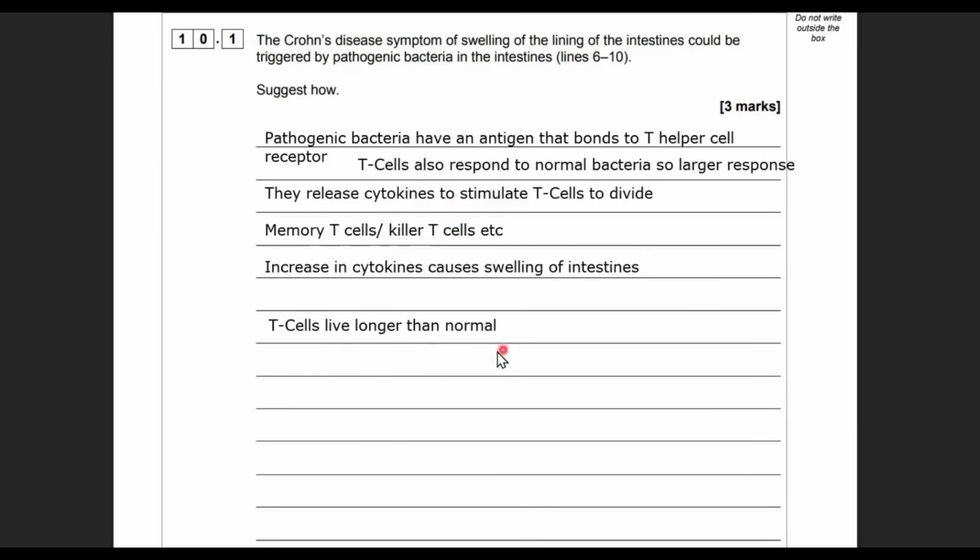Another suggestion on the mark scheme is that these T cells live longer than normal. They're supposed to be short-lived, but there's an issue where these T cells live longer than normal. Therefore, they're constantly producing cytokines that are causing the intestines to swell. So the marks really are for saying that the antigen is recognized by the T helper cell. That the T helper cells also respond to normal bacteria is a suggestion that will get you a mark. That they release cytokines and that there's an increase in the amount of cytokines causing the intestines to swell, and that they live longer than normal. So of these 5, you only needed 3 to get the marks. All right, quite a hard question, I think. Let's zing to the next question.